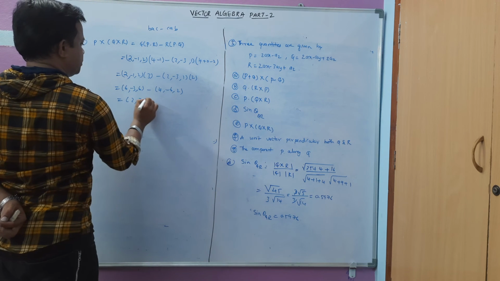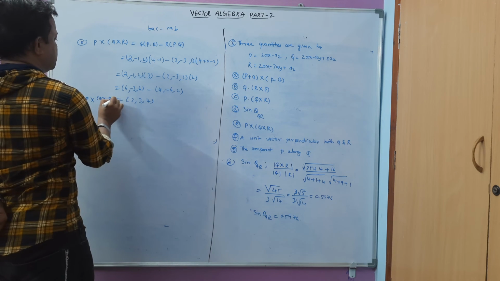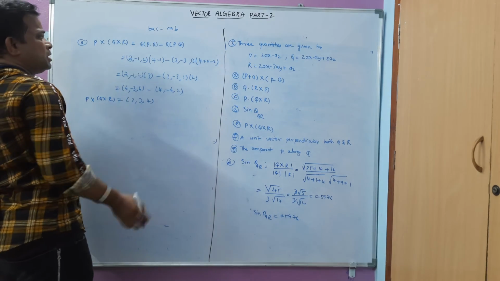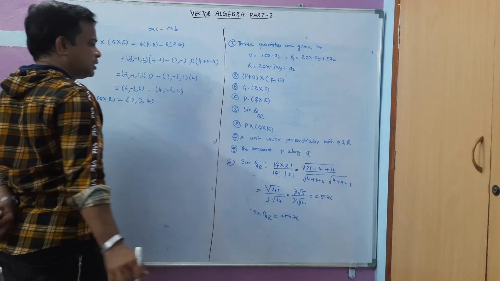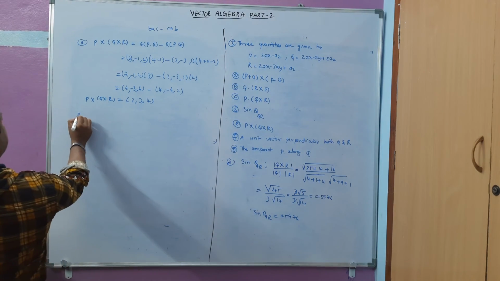So this will be equivalent to 2 comma 3 comma 4, P cross Q cross R. So we can perform this by double cross product. It will be somewhat of a lengthy process, so I will do this one by the BAC-CAB rule. Very easy to remember. And next we will do problem F.